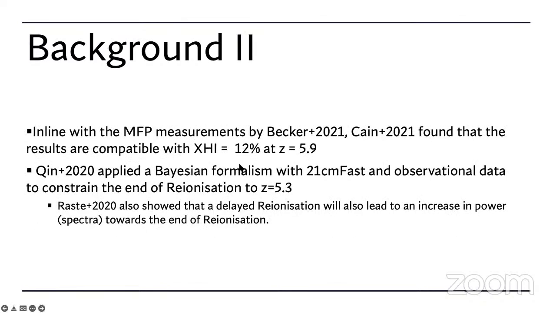And so again, Becker et al. 2021 showed that the Lyman alpha mean free path increases by an order of magnitude as we go from a redshift of 6 to a redshift of 5. And in line with that, Kaur et al. showed, as an upper limit, a neutral fraction at redshift 5.9 of 12%. And then Qin et al., using 21cmFAST and observational data, constrained the end of reionization to a redshift of 5.3.